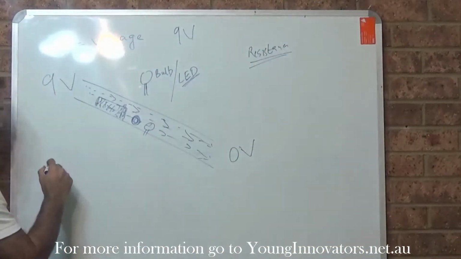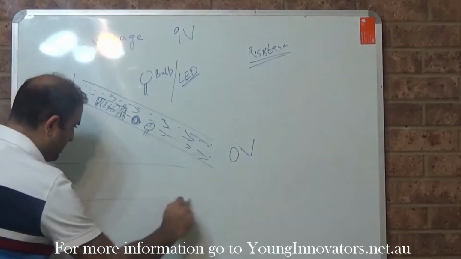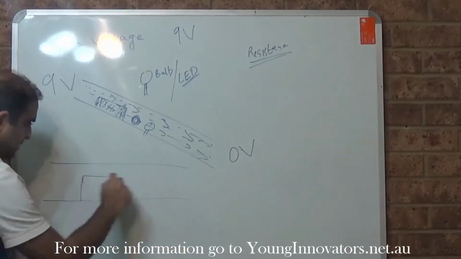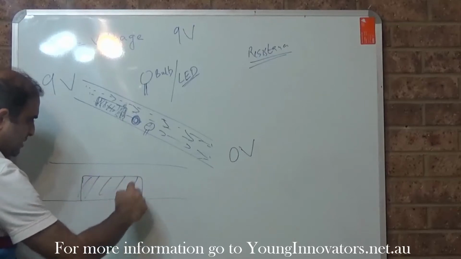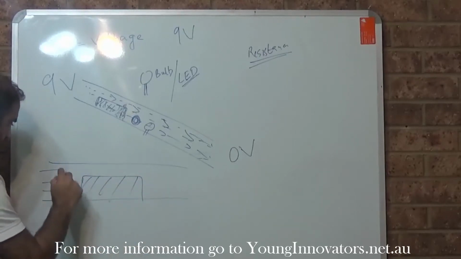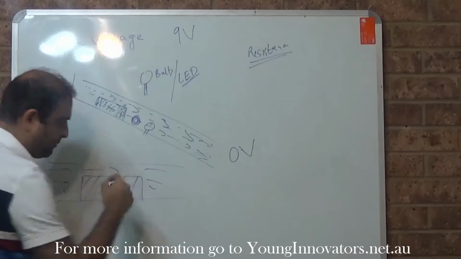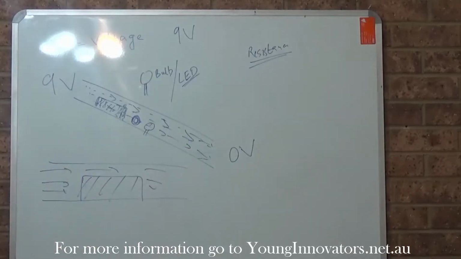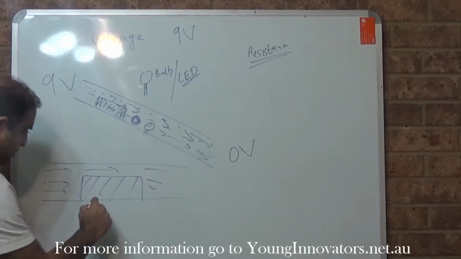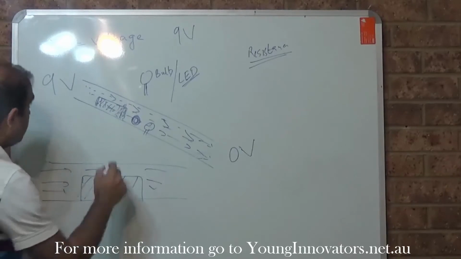And resistance is pretty much like, if this is a pipe, I put a brick here, and this brick will control or lower the flow of the water, stopping the water from flowing really fast. This brick is called resistance.